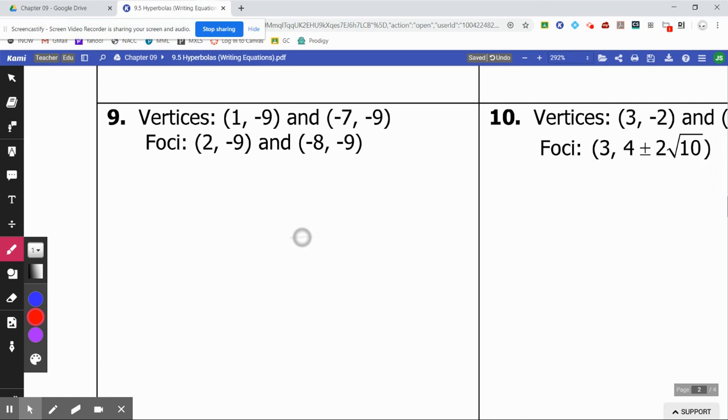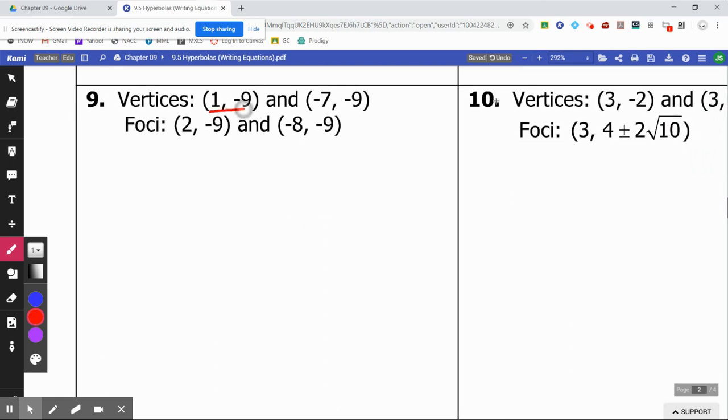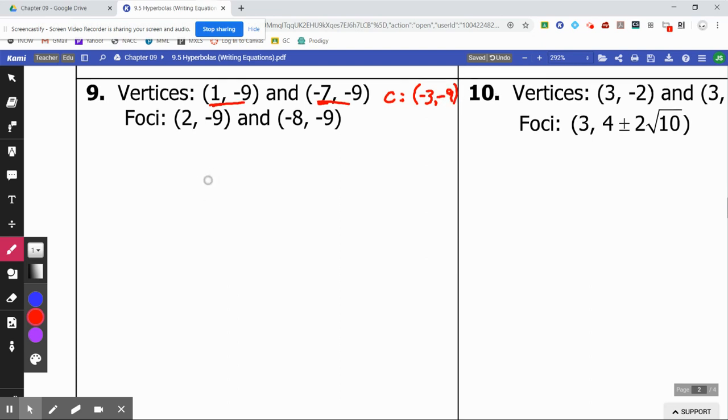Number 9. The center of these 2 points will be your center. So therefore, add your x's, gives you negative 6 divided by 2. Add your y's, negative 18 divided by 2. It stays the same. Let's find our a, b, and c value.